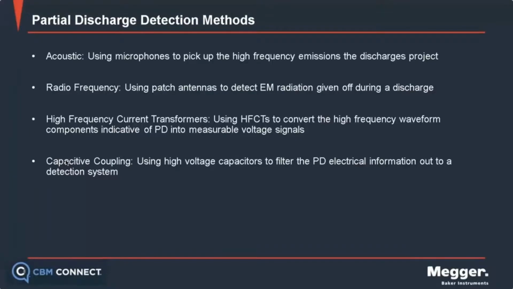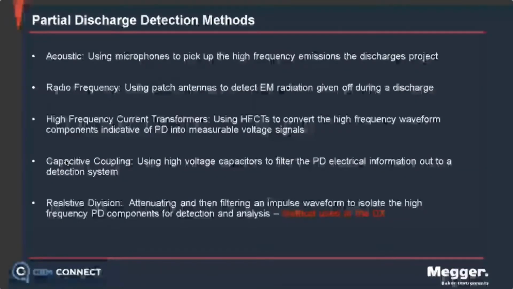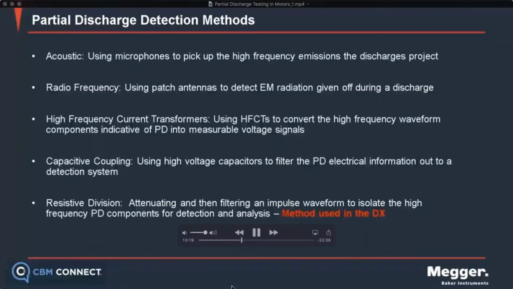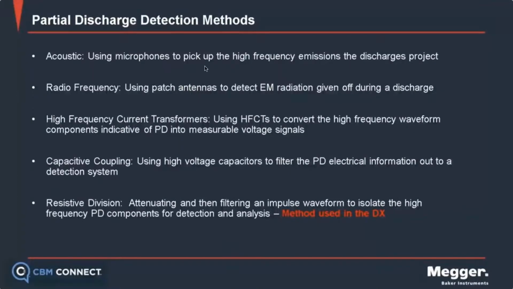That's one method. And then finally, the resistive division method, where we're basically using a voltage divider in the form of a bunch of resistors chained together to attenuate the voltage. And then we use some high frequency filtering methods to isolate the specific frequency of interest and quantify the peaks of those high frequency discharges, those partial discharges. And this is the method that we use in our MEGGER DX surge tester.